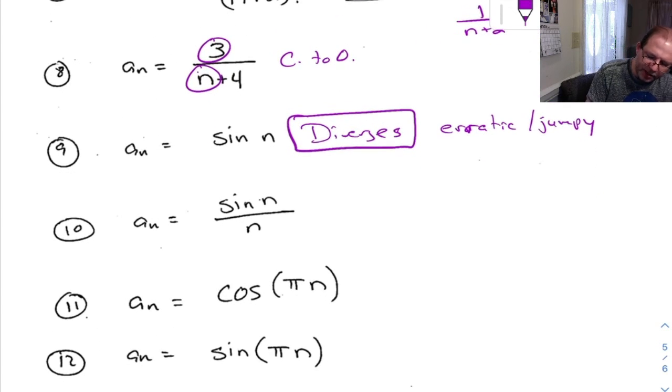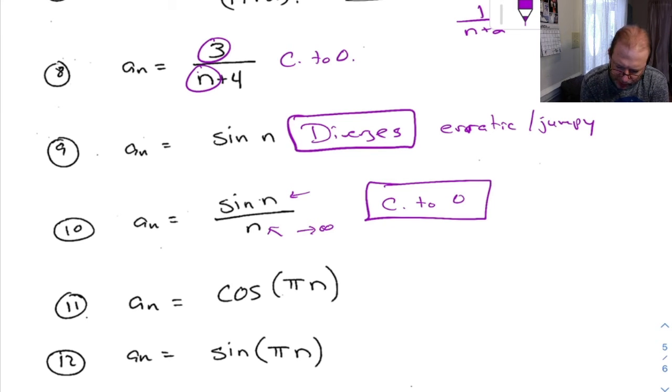All right, sine n over n. Okay, this one, the sine is going to stay between -1 and 1, and the bottom is going to go to infinity. So if the bottom goes to infinity, this is going to converge to 0.